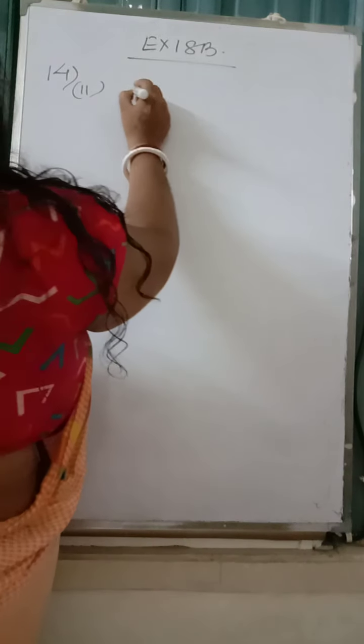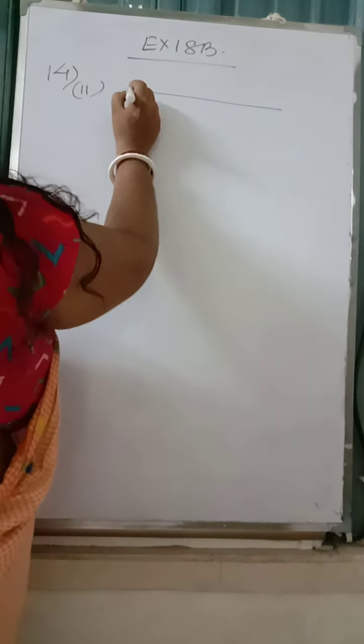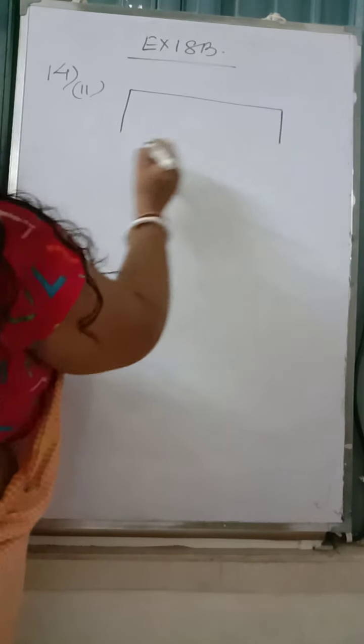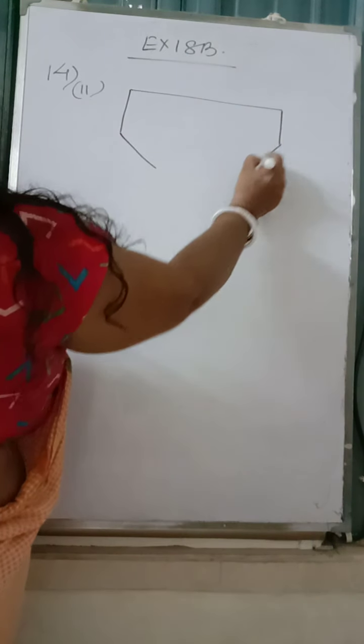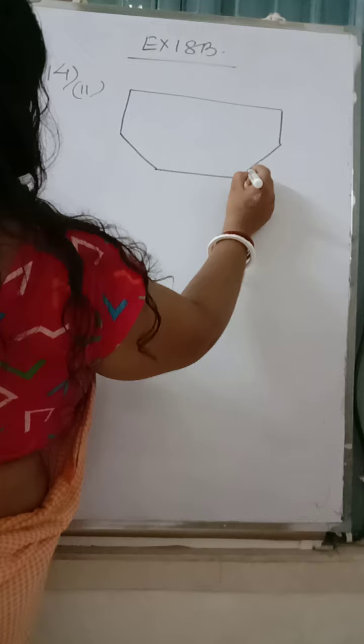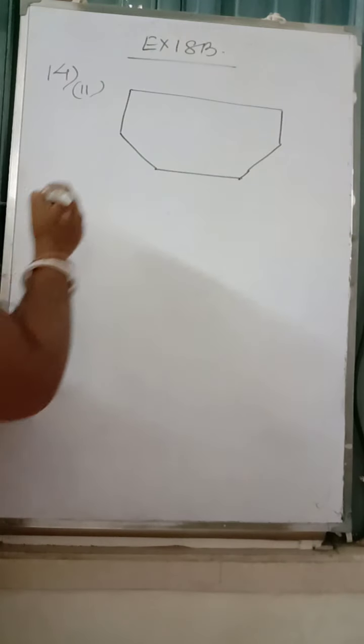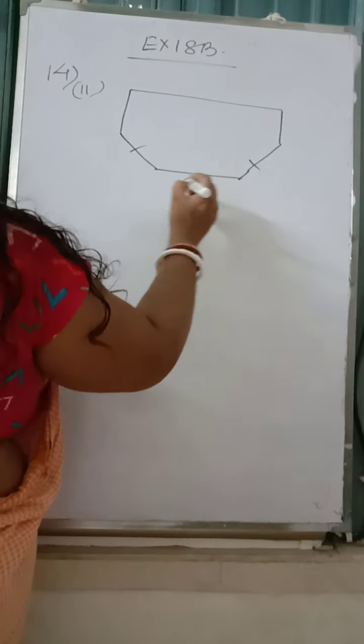We were solving picture sums from question number 14 of exercise 18b. Number 1 we have done. Look at number 2. Here is a figure given. Is it? Then this is equal to this.